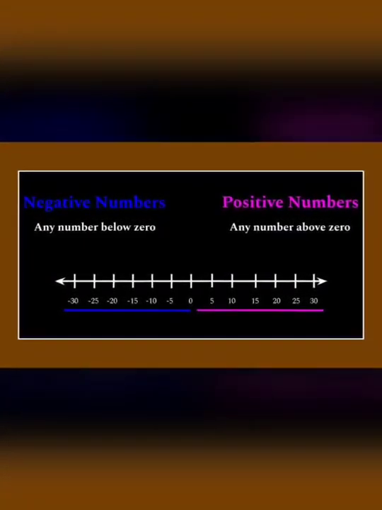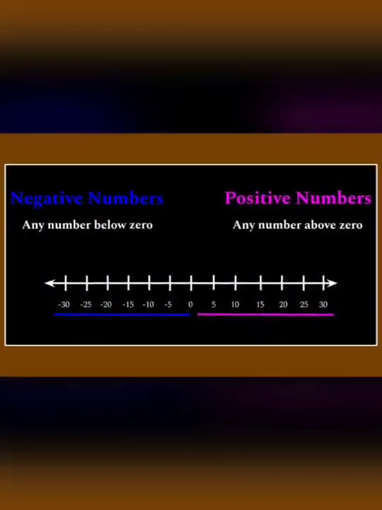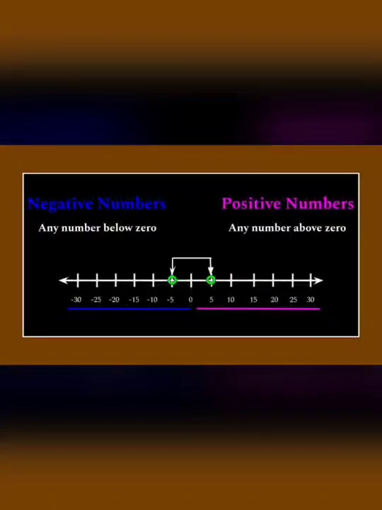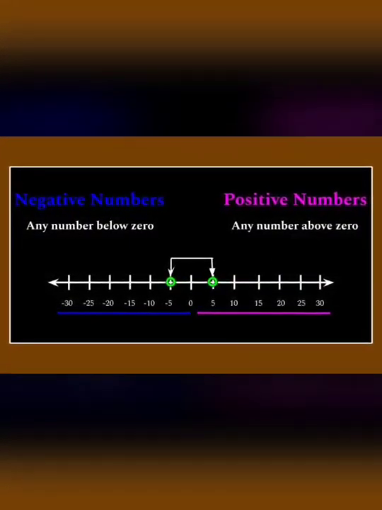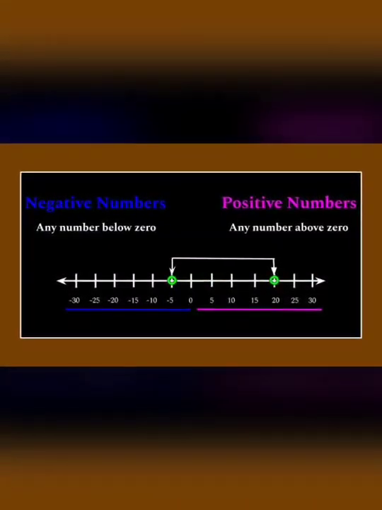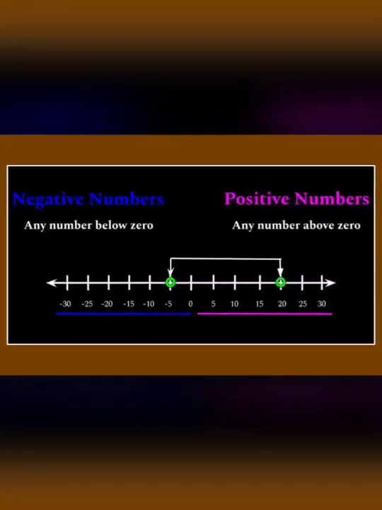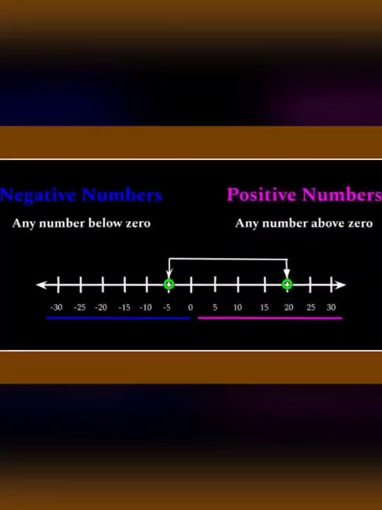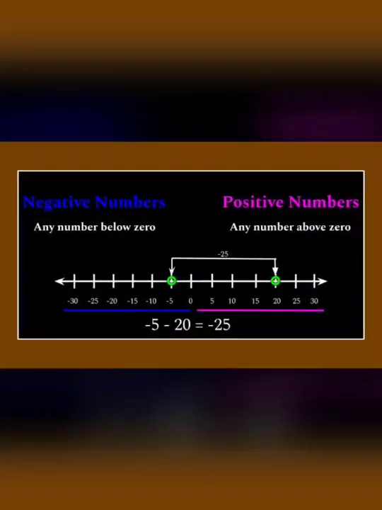One tool you probably have been taught about when using positive and negative numbers is the number line. The number line helps us see not only where values fall on the line, but also where they fall in relation to one another. For example, if we wanted to see the difference between -5 and 20, we would place the points -5 and 20 on the number line and see the distance between them is -25.